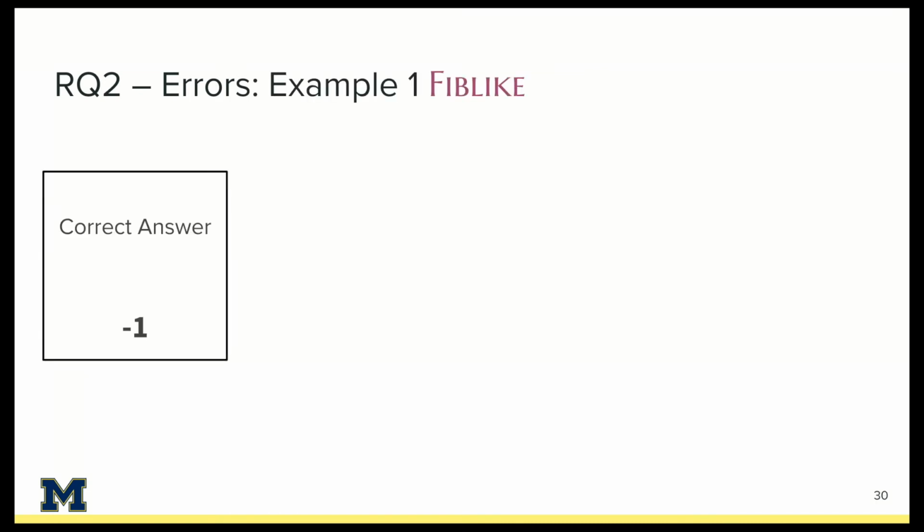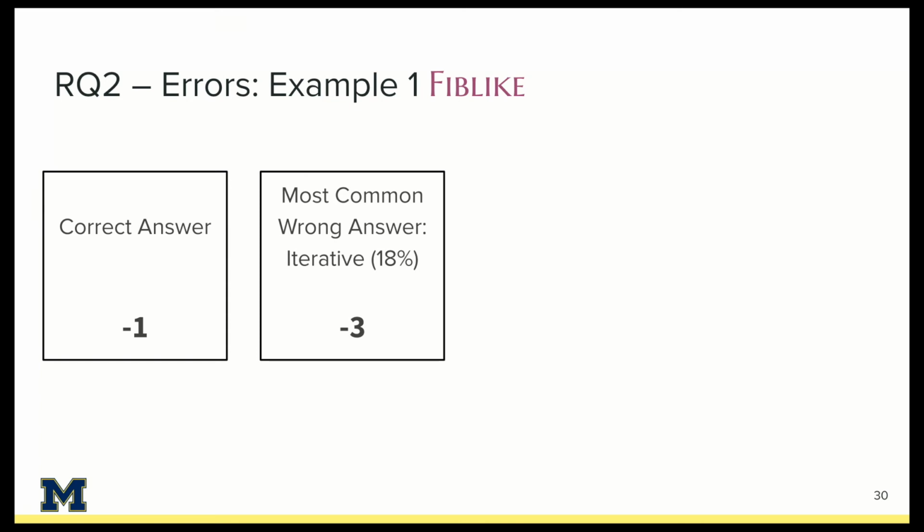So first, let's take a look at our old friend fib-like. As a reminder, fib-like is a Fibonacci-like function with branching computation. The correct answer for the fib-like prompt was -1. And despite finding no overall significant differences in performance by framing for this particular stimuli, we do observe differences in the most common wrong answers. So for the iterative framing, we found that about 18% of answers gave -3. And this was likely the result of an off by 1 error caused by doing the fib-like loop one more time than necessary.